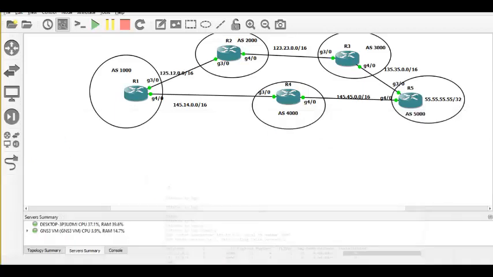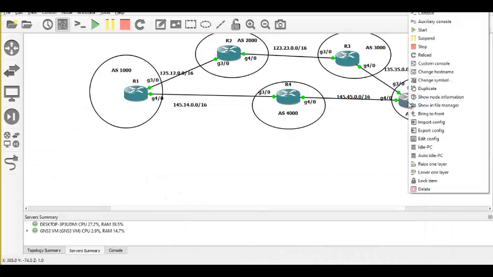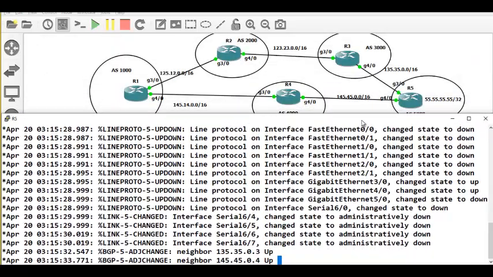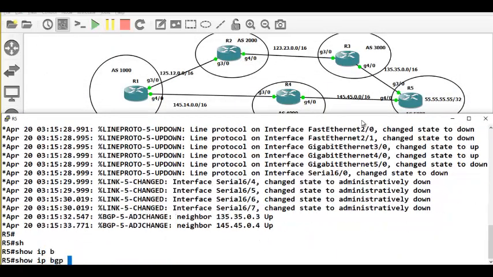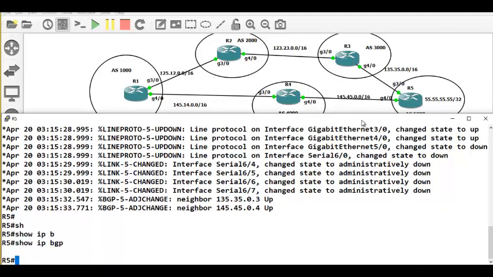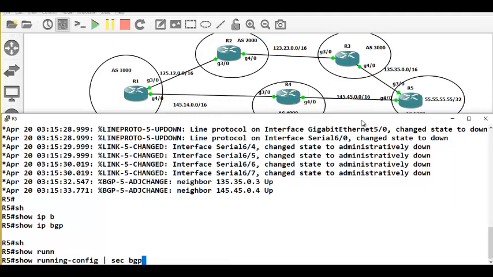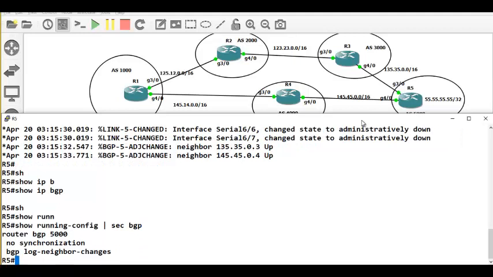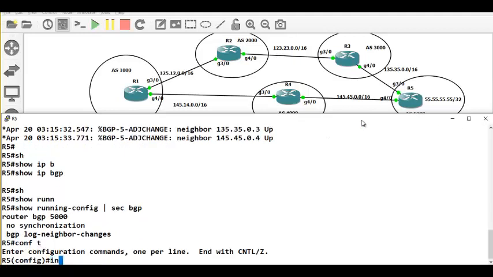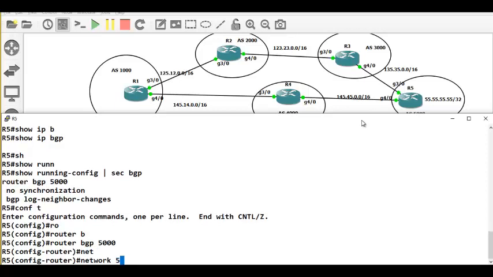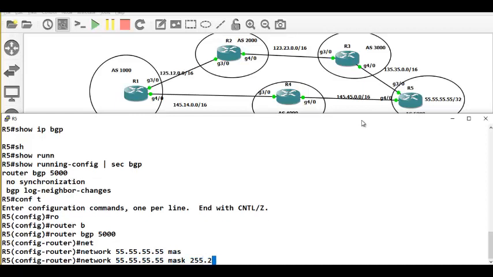Let's go to router 5 and check whether this is configured fully. Yeah, it also has a neighbor. Show IP BGP. Oh, this is not advertising. Why? Show run section BGP. Oh no, there is no advertisement. Let's advertise. Router BGP 5000. Network 55.55.55.55 mask 255.255.255.255. Done.